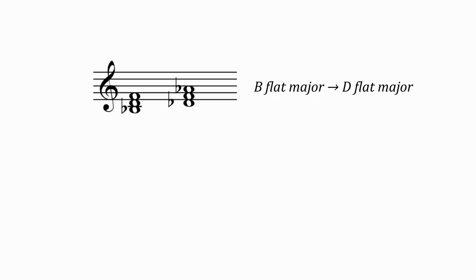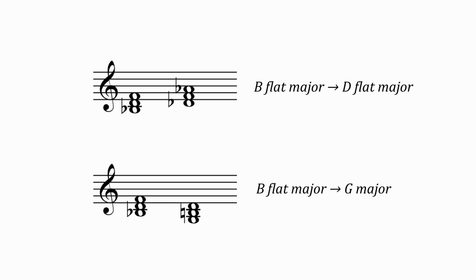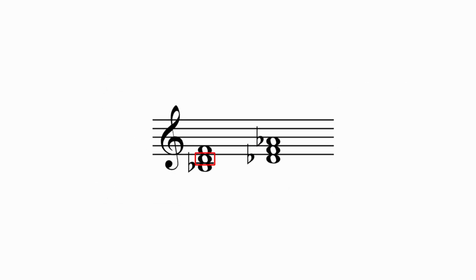Following a major chord by another major chord a minor third above or below is a progression that works very nicely because we have a common tone in both chords, but the beforehand major third has to be replaced by a minor third that becomes the root of the new chord.